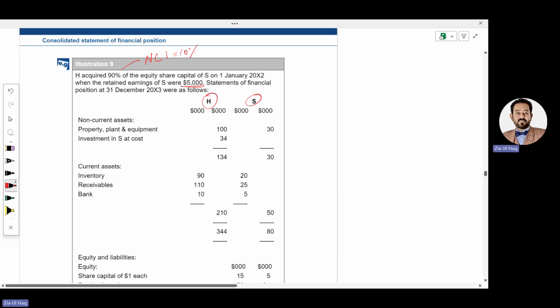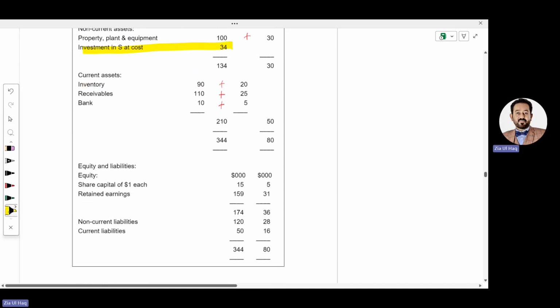So property, plant and equipment, we will just add. Investment, instead of this, we will record goodwill. Inventory, we will add. Receivable, we will add. Bank, we will add. From share capital, we will use only the share capital of the parent. For retained earning, we will calculate this figure. And for non-current liabilities, we will add, current liabilities, we will add, and we need to calculate non-controlling interest as well.